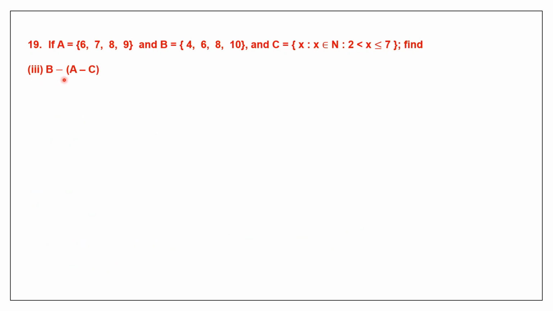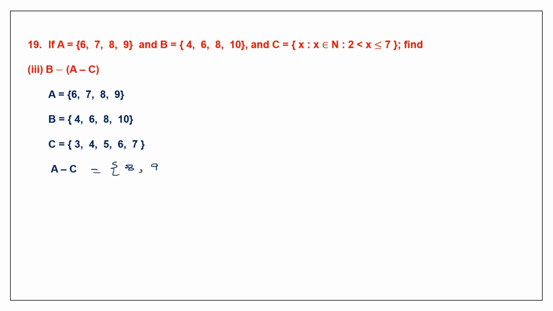Question 3, we should find the difference between B and A minus C. B minus A minus C. So what are the elements of set A, set B and set C? Now let's first find A minus C. So A minus C means we write all the elements of A which are not in C. So let's look, 6 is there, 7 is also there, 8 and 9 are not there. So A minus C is 8 and 9. So 8 and 9 are the elements of A minus C.